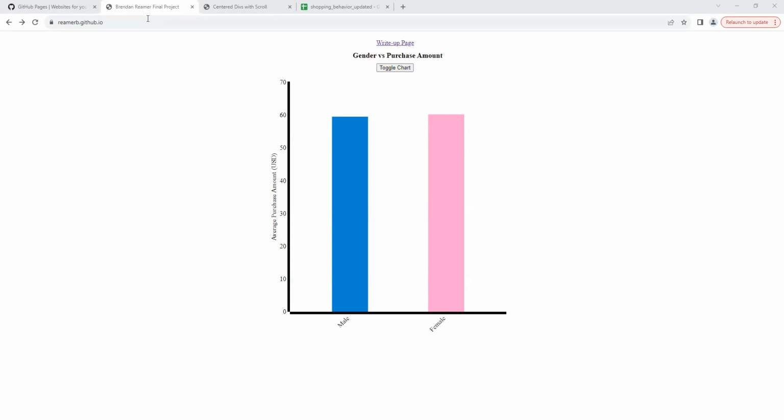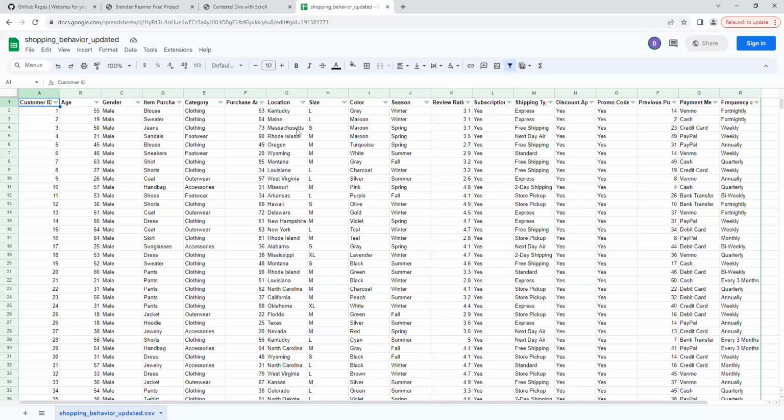To dive right into it, I started off with my shopping behavior data set. I got this off of Kaggle. It's a very good data set. There's no missing values. It just contains information about the transactions for a certain storefront and a little bit of mostly de-identified information about the consumers.